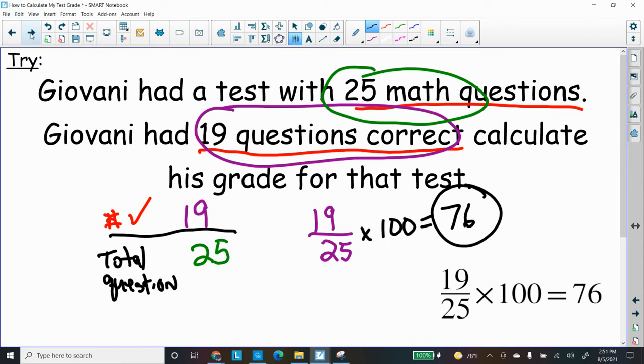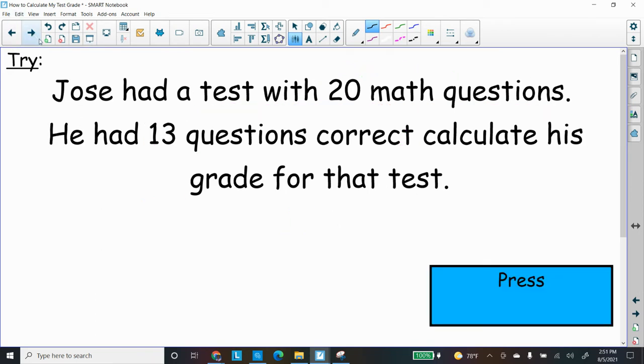So here's a question for you. Hopefully you understood it. So Jose has a test with 20 math questions. He had 13 questions correct. Calculate his grade for the test. So remember, you need to know how many he had correct, and that'll be your numerator. Divide that by the total number of the questions on the test, and that'll be your denominator. And multiply that by 100. So you give me the answer, and I'll check it in class.